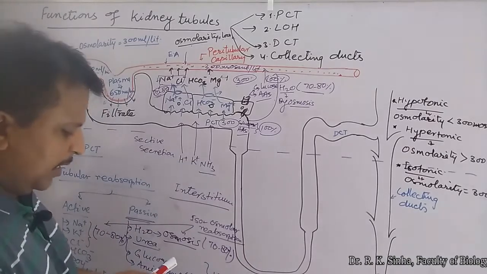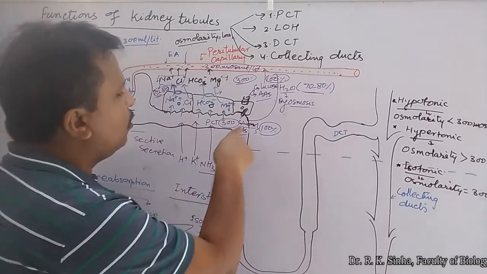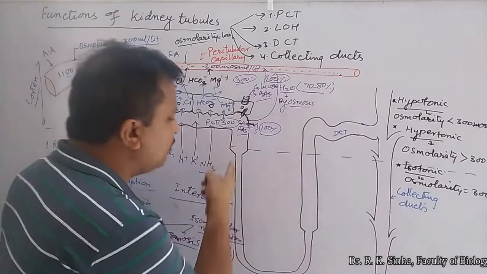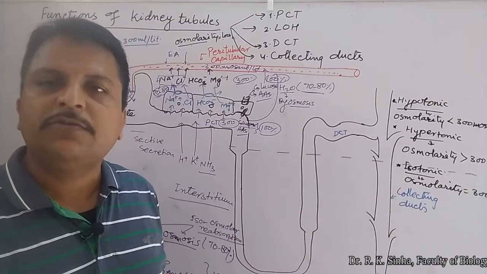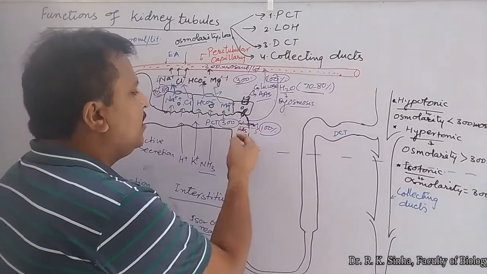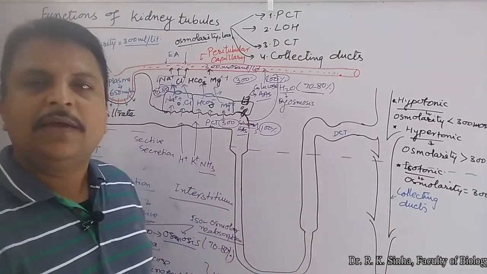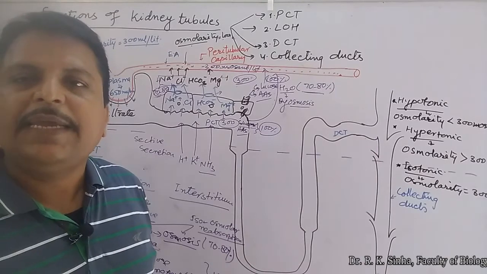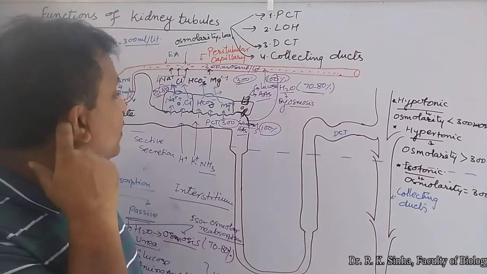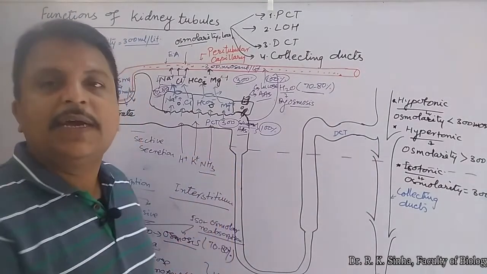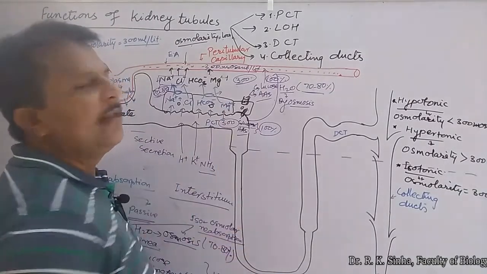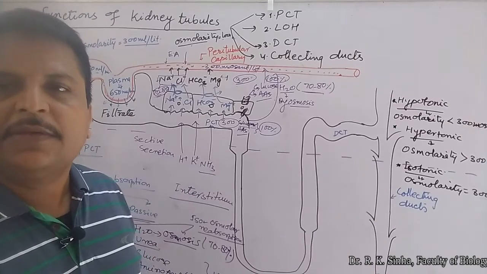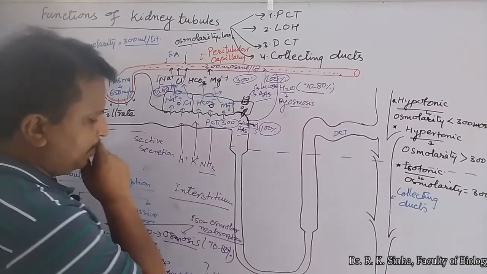Now the question arises here, why this glucose or amino acid? When amino acid passes out through the urine, this is known as amino aciduria. So these two can create abnormalities in the kidney. So these need to be reabsorbed from the PCT into the peritubular capillaries.